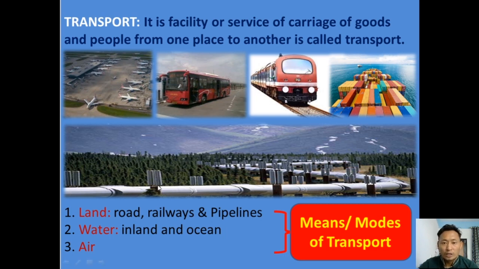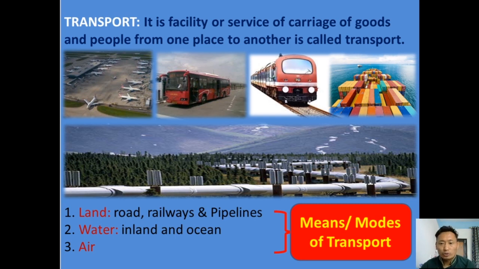Likewise, we need pipelines. Pipelines are mostly used for transporting liquid and gaseous materials from one place to another. All these are facilities, all these are services. With the help of these facilities, we can carry or transport goods and people from one place to another. That is called transport.